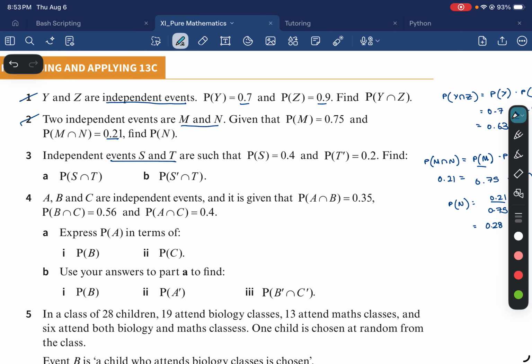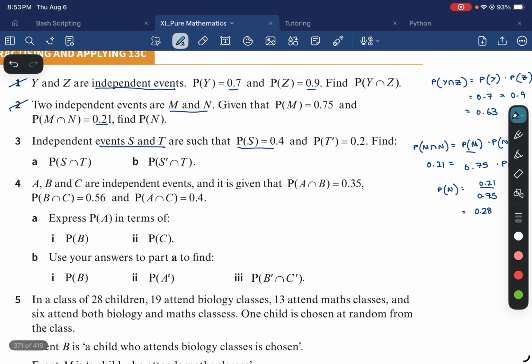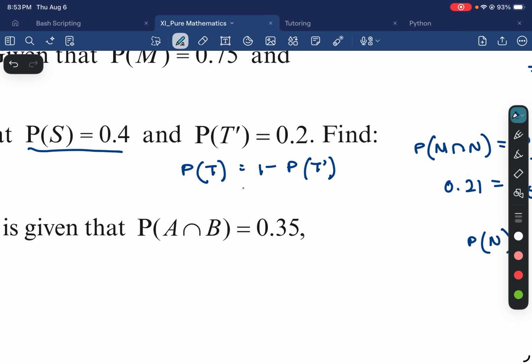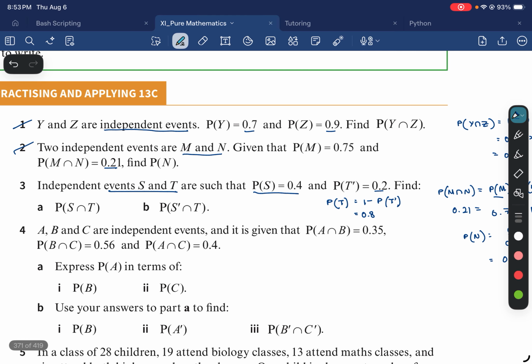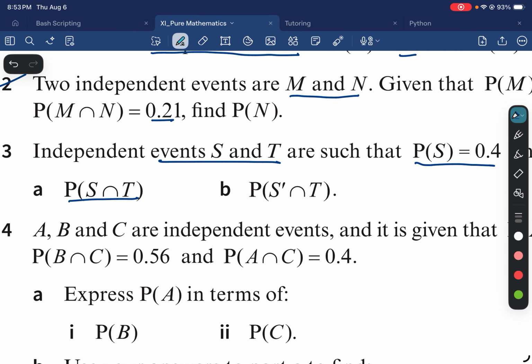Independent events S and T are such that P(S) is equal to 0.4 and P(T') is 0.2. So P(T) is going to be 1 minus P(T'), right? And this is something we have discussed. So that is 0.8. 1 minus 0.2 is going to give me 0.8. All right, find P(S intersect T).